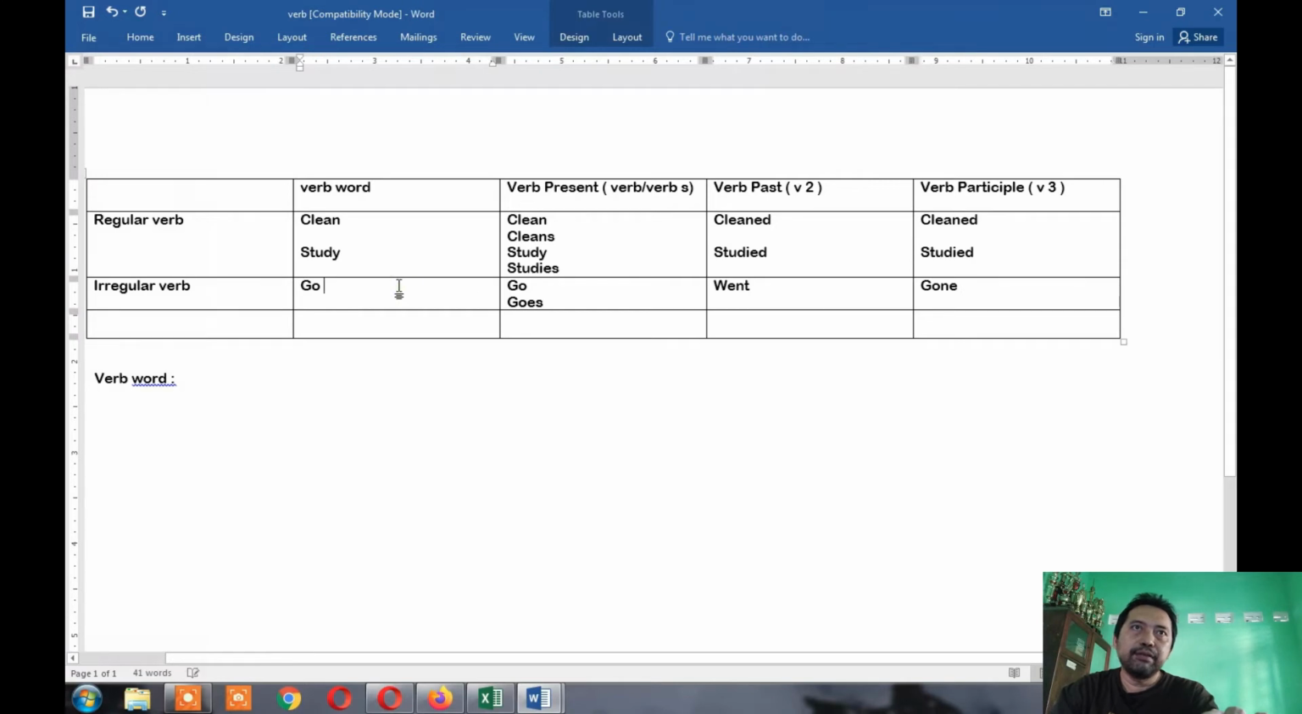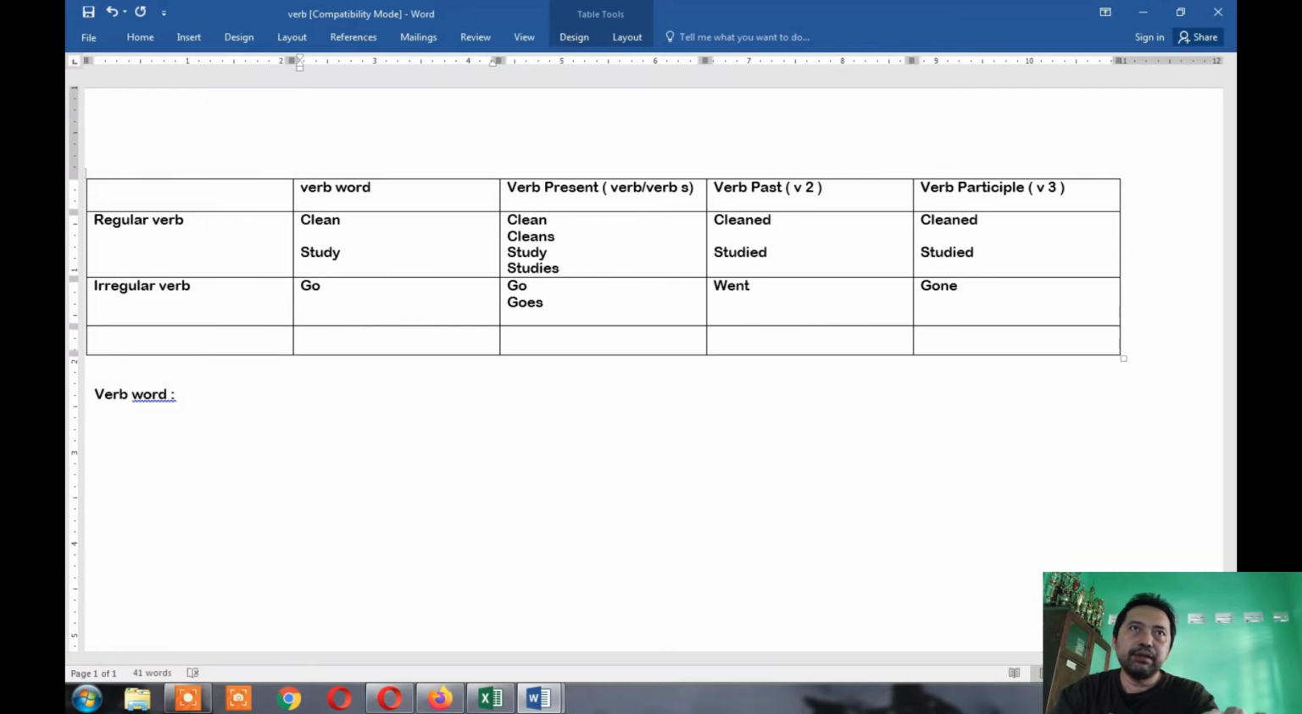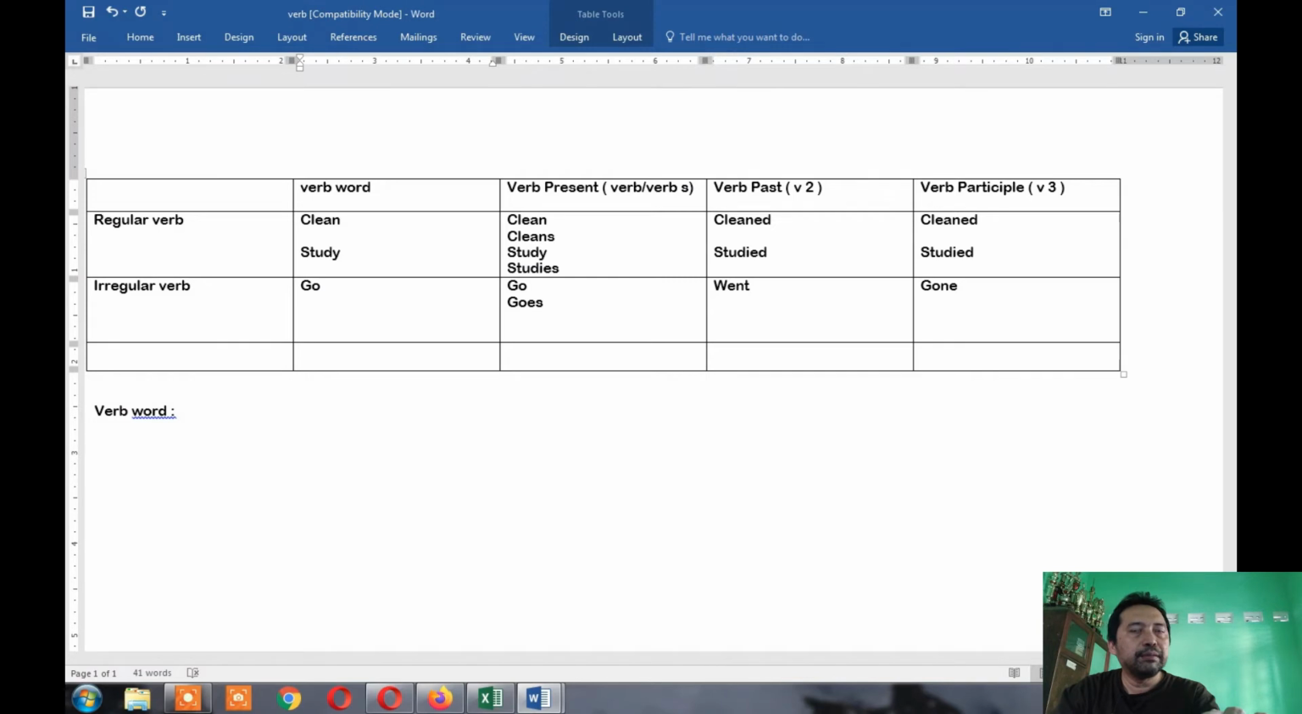Next, an example of an irregular verb, let me think. Make, right? So in verb present it becomes make and makes. Then in verb past tense it becomes made. And here is still the same, made.